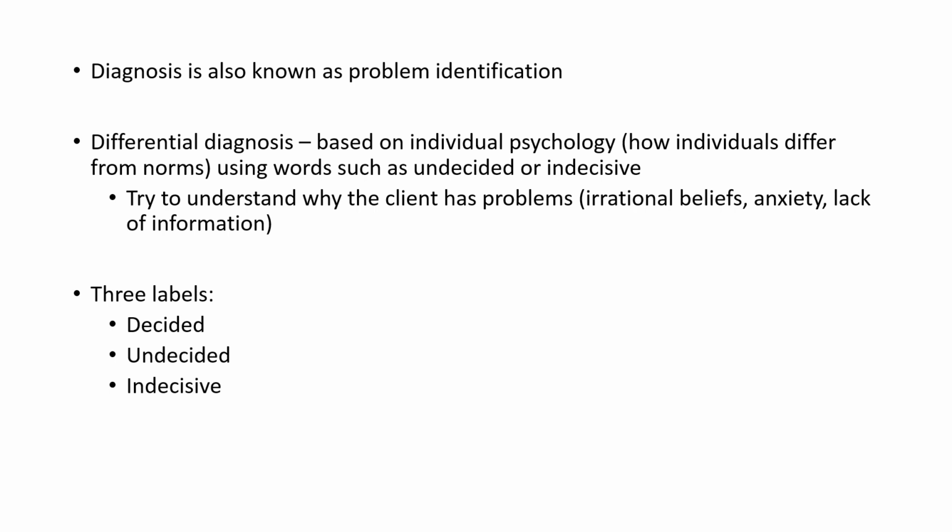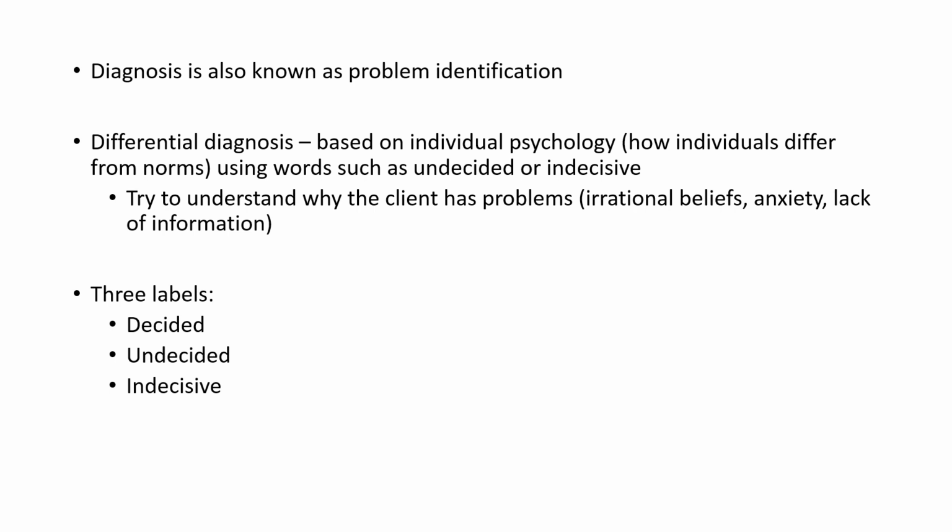So when you take a test of something, usually they test a lot of people and then they establish something like a bell curve. I'm sure you've heard of that before. Something that has a standard, a middle area, that's considered the norm or the normal area. So with differential diagnosis, we want to see how far away from the norm you are testing or scoring. So you would also end up using words like undecided or indecisive when it becomes a description for what's going on. Try to understand why the client has problems.